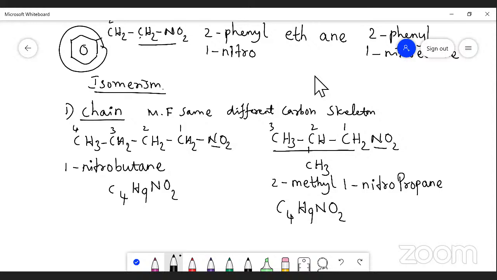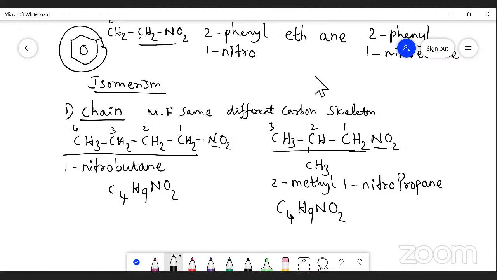Here we are choosing 4 carbons in the straight chain, because if you want to give an IUPAC name, first you have to choose the longest carbon chain. That longest carbon chain should contain the functional group. Here we are choosing a longest chain of 4. But in the second compound, the longest carbon chain contains how many carbon atoms? Only 3 carbon atoms. So these 2 compounds have a change in the carbon skeleton.